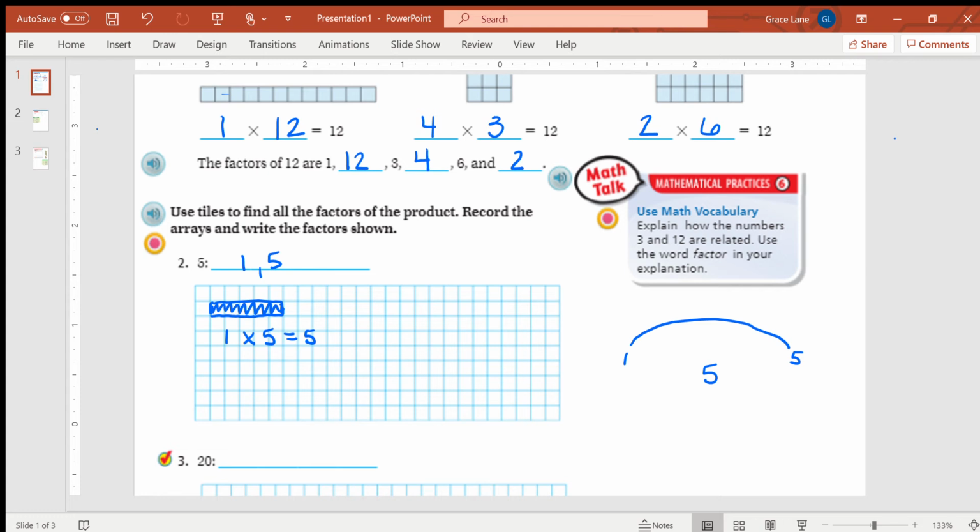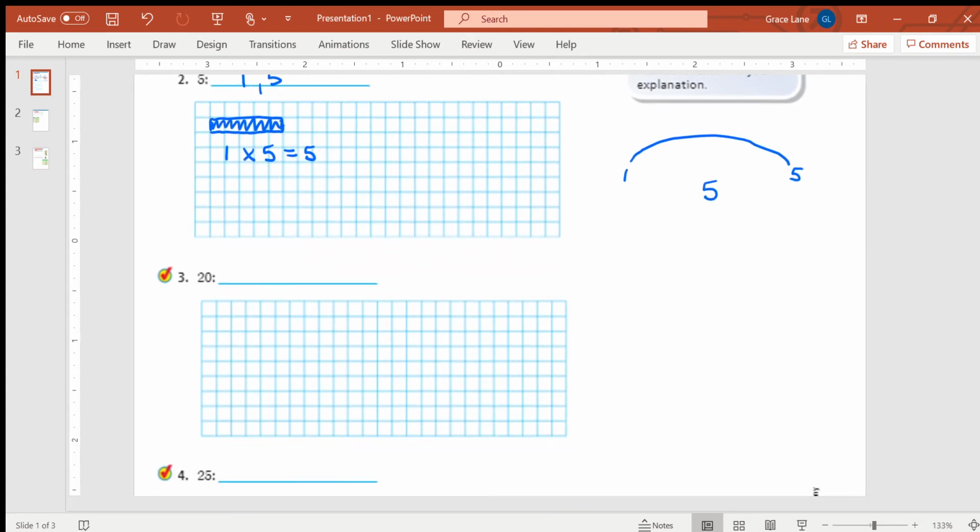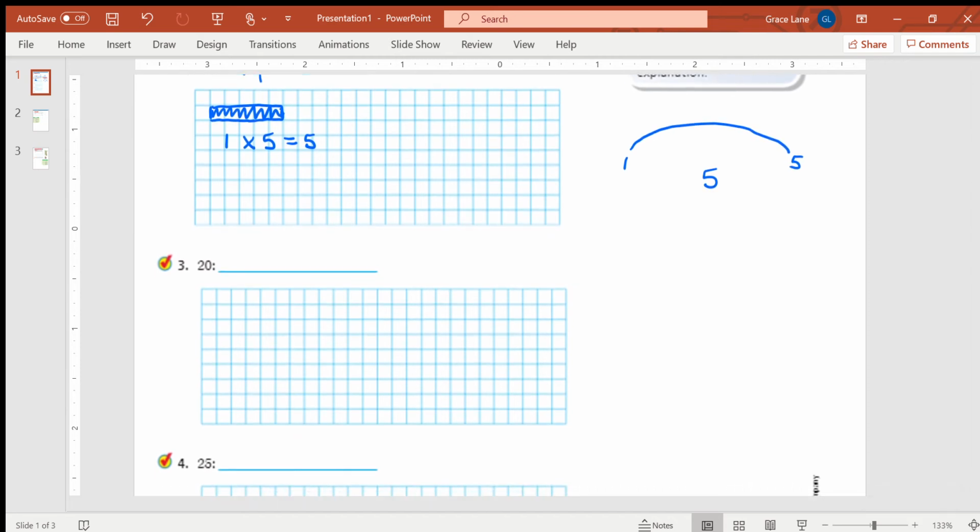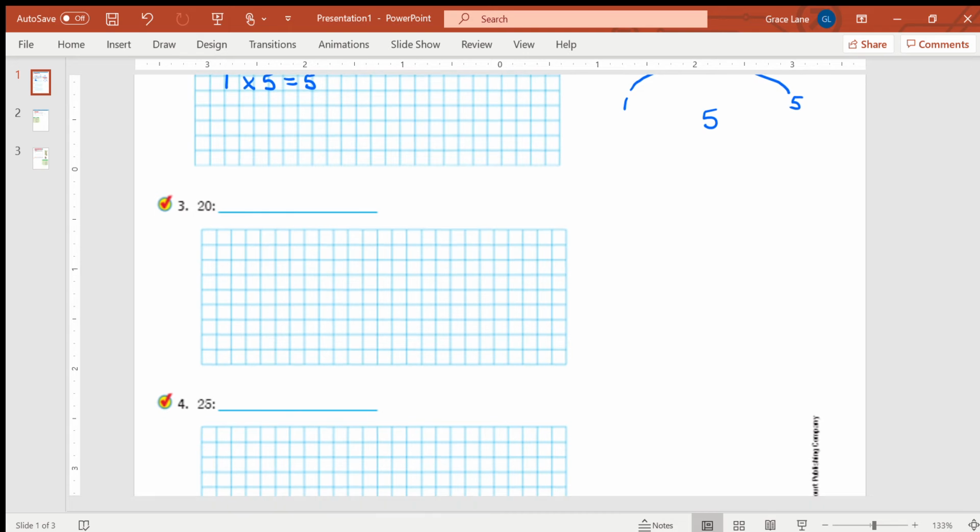But look at number 3 for 20. You could think of different ways to make 20 on your grid here. One way could be 1 row of 20.